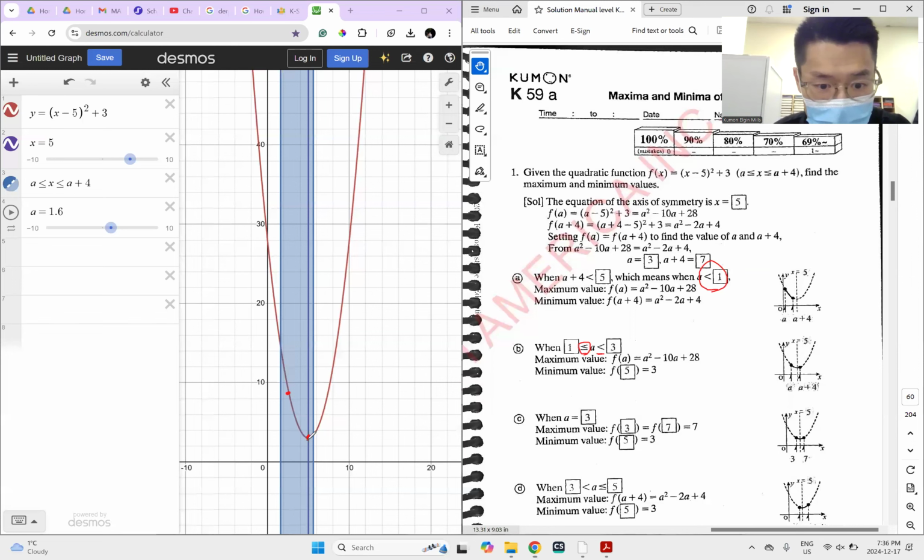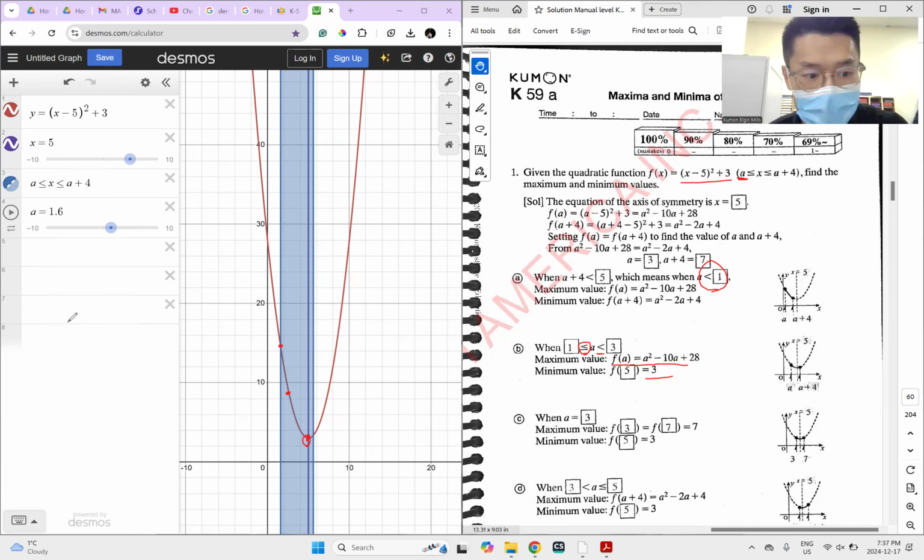This is my minimum point again, but then this is my maximum point. So my maximum point is going to be the left side, which explains my maximum point is on the left side of the domain A, right? So you substitute A into the function over here, you will get A squared minus 10A plus 20A. And your minimum value is always going to be the vertex, which is just when x is equal to 5, and then your y is equal to 3.